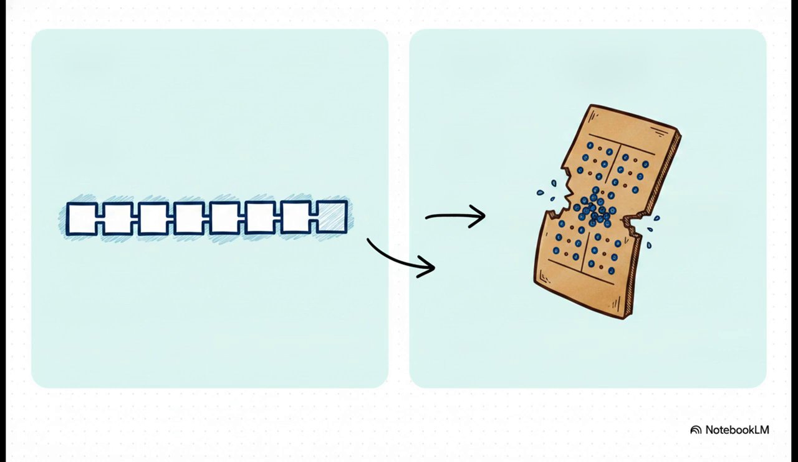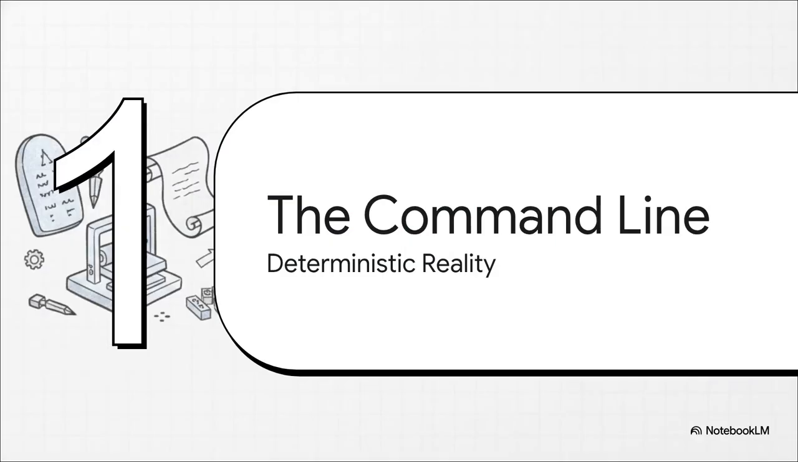Well, because IBM was actively trying to preserve the structural integrity of physical punch cards. If you punched too many holes close together, the cardboard would literally fall apart. ASCII won because it was designed for pure logic, not cardboard. Which brings us to part 4, the command line and our deterministic reality.